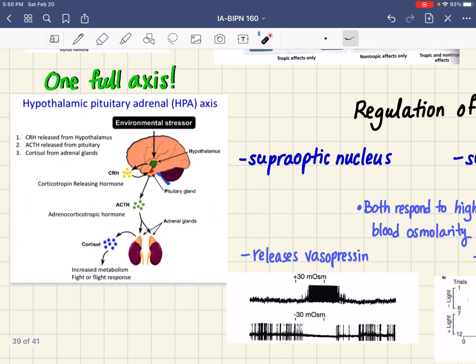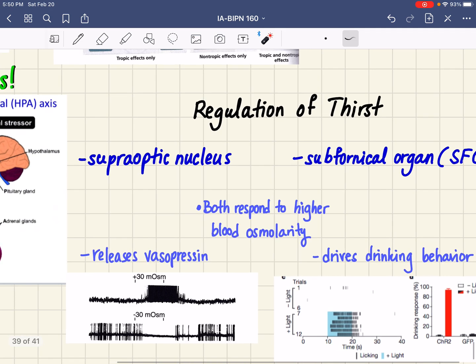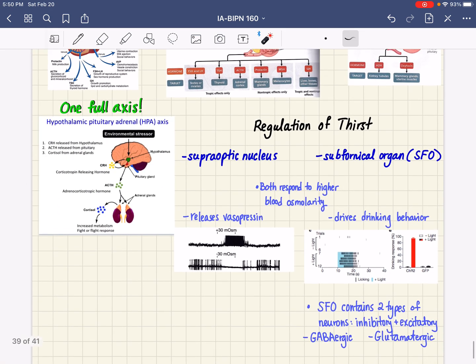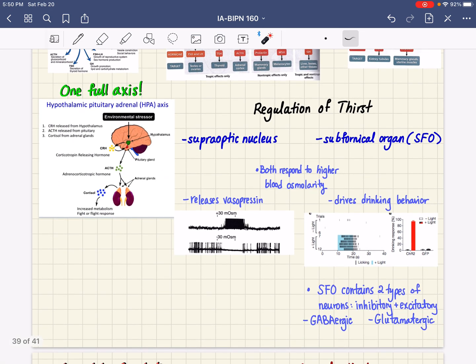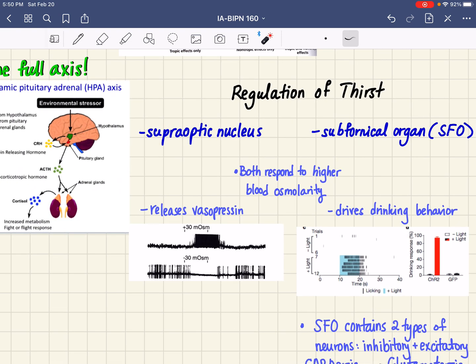Okay, now that we have a good overview, let's talk about the first function of the hypothalamus, which is the regulation of thirst. So in the hypothalamus, we have two nuclei or organs that regulate thirst. The first one is the supraoptic nucleus, and the second one is the subfornical organ, or SFO for short.